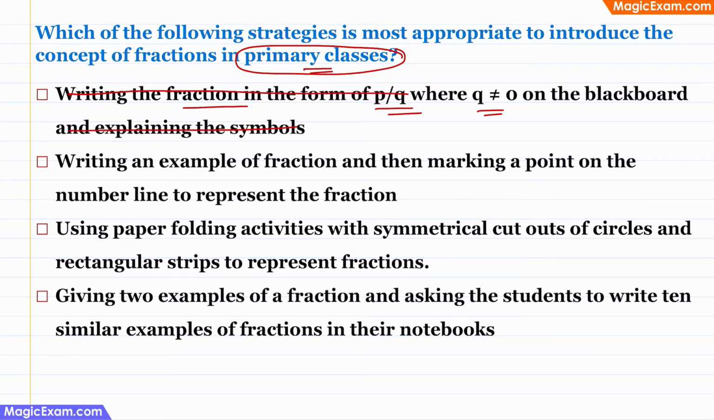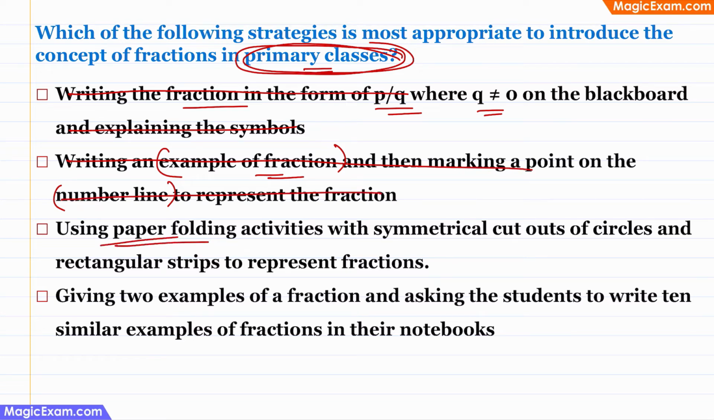Next, writing an example of a fraction and then marking a point on the number line. This is probably a slightly better way, but if they don't understand what a fraction is, by writing an example of a fraction and drawing a number line, they might not be able to understand what you're trying to teach them because we are talking about primary class children here. Therefore, this also is incorrect.